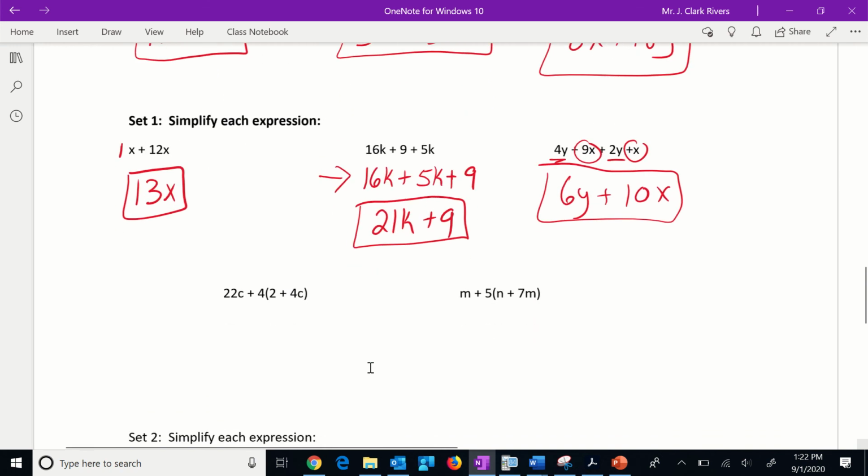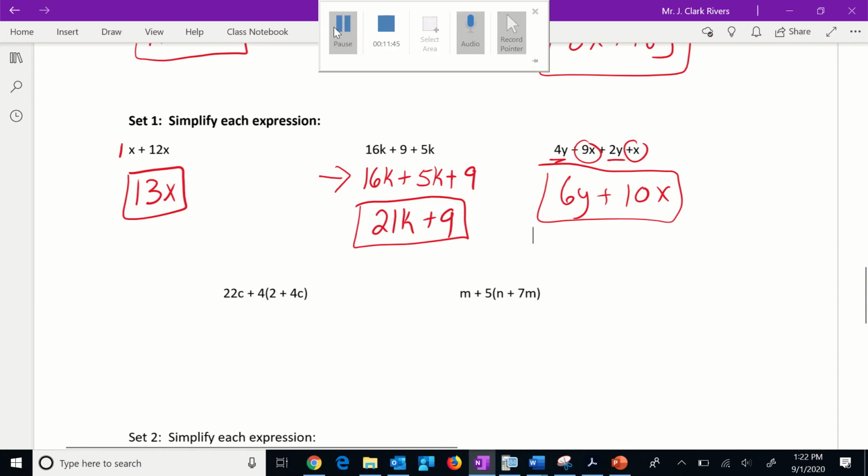Try the next two on your own. Pause the video now. Try the next two. Use the distributive property, combine like terms, see if you can do that. Okay, well, remember to distribute first. I did not mention that, but hopefully you did it. Distribute first.